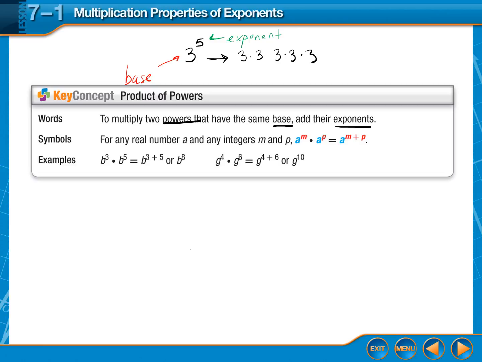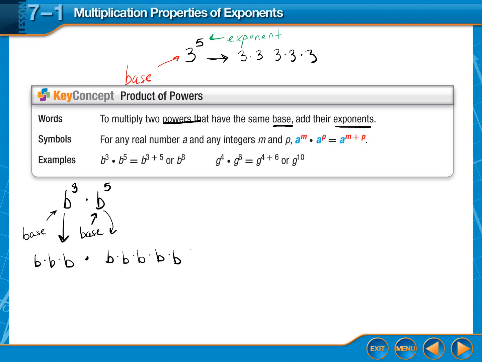So here's an example of what happens if we have multiple exponents with the same base. If I take b to the 3rd times b to the 5th power, in each of these cases my base is b. What b to the 3rd is literally telling me is that I'm taking the letter b and multiplying it 3 times: b times b times b. B to the 5th power is b multiplied 5 times.